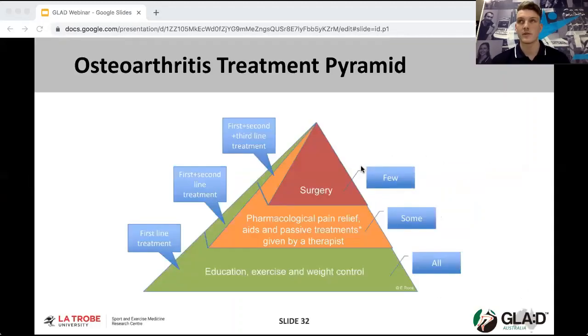Alright, so let's quickly review the osteoarthritis treatment pyramid. Treatment guidelines from all around the world, like we've said, are based on recent research and emphasize the importance of early treatment in the form of education, which we're doing now, exercise and weight management if necessary. Now, other treatments may help, but they should complement and not replace first-line care. So just reiterating those messages.